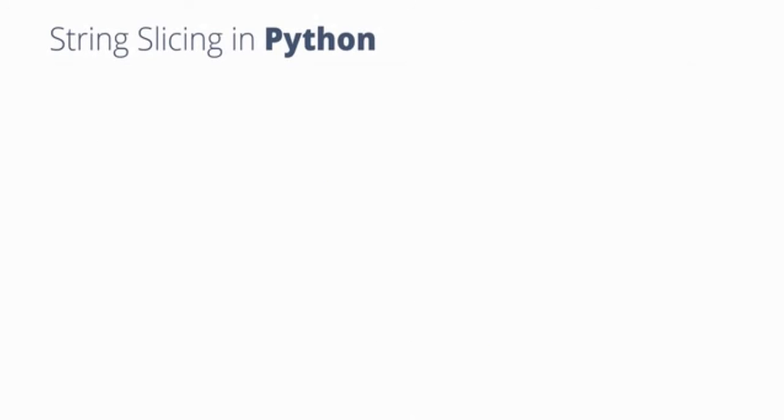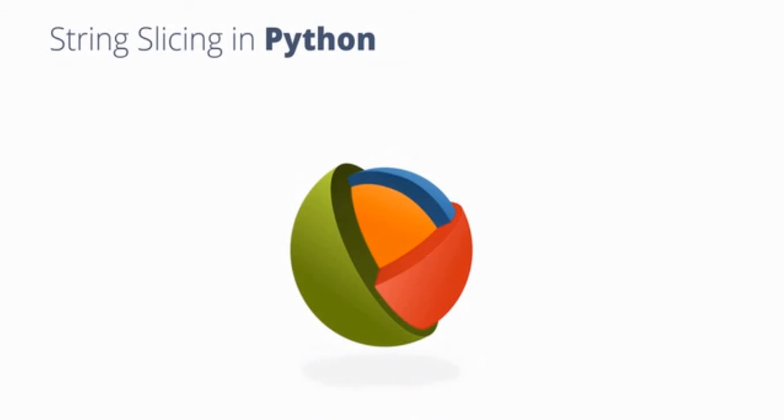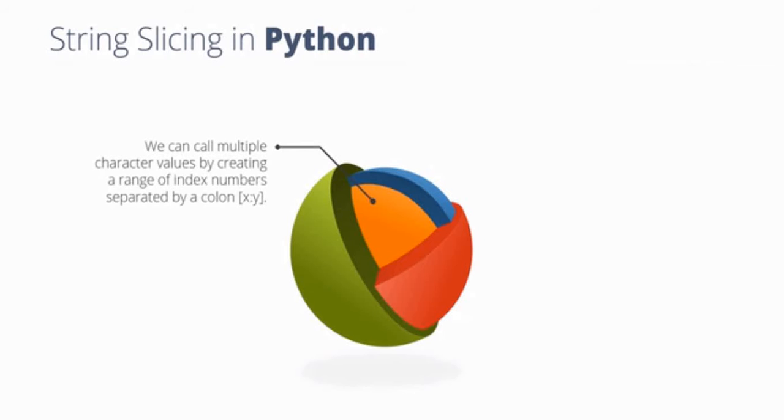Let's now understand how to access a range of strings in Python using slicing. We can call out a range of characters from a string by creating a slice, which is a sequence of characters within an original string. We already know that to reference a string, we use an index number in square brackets. We can call multiple character values by creating a range of index numbers separated by a colon as displayed on the screen.